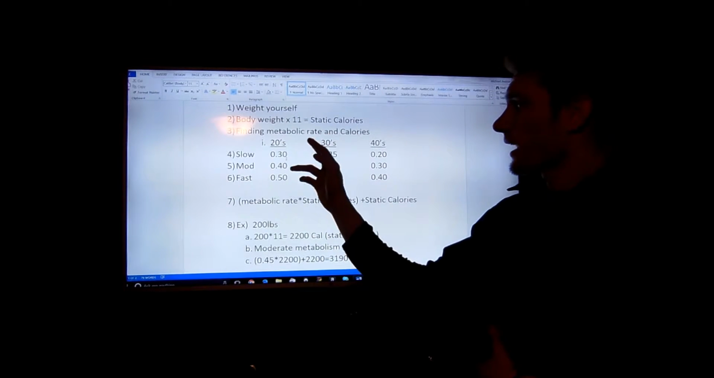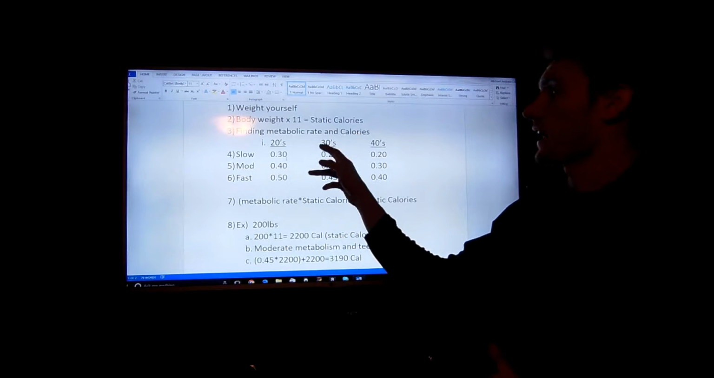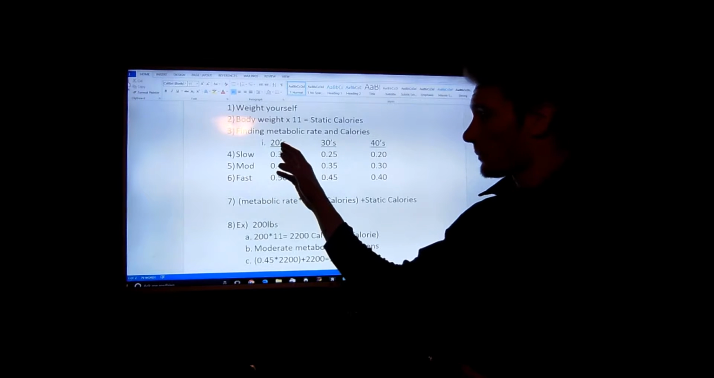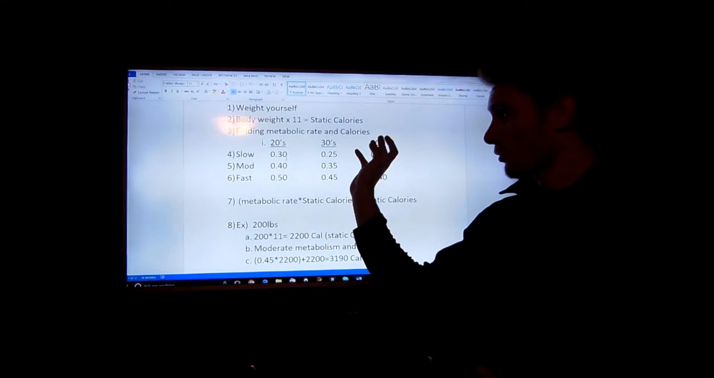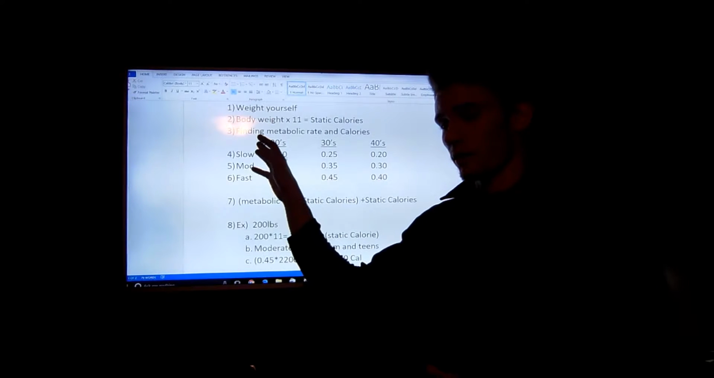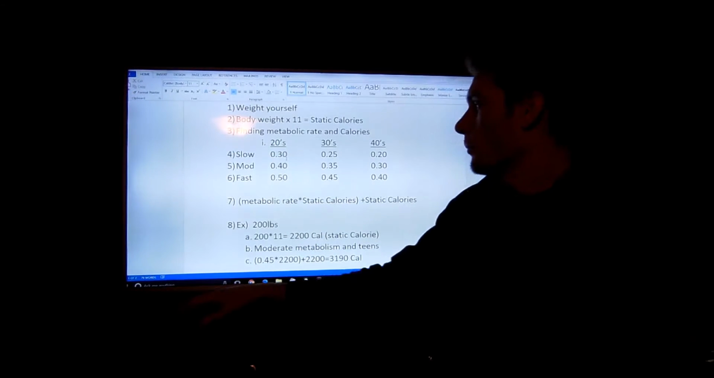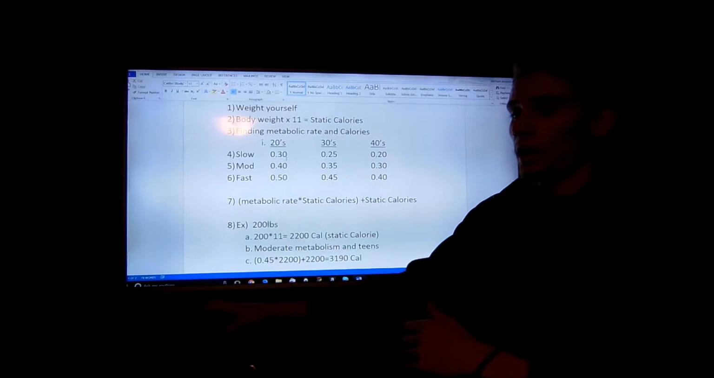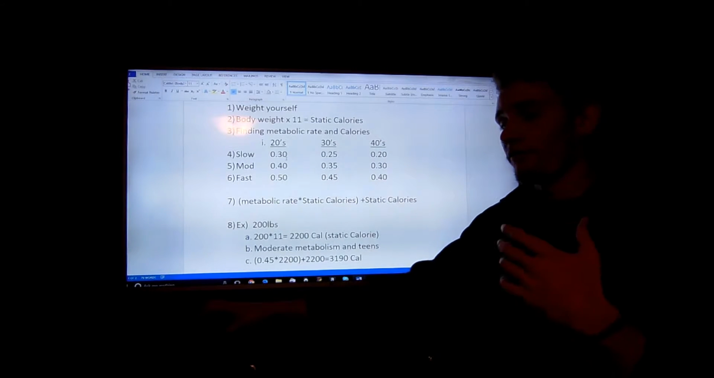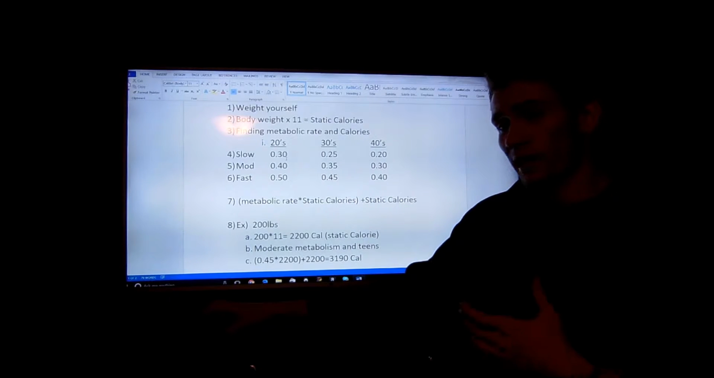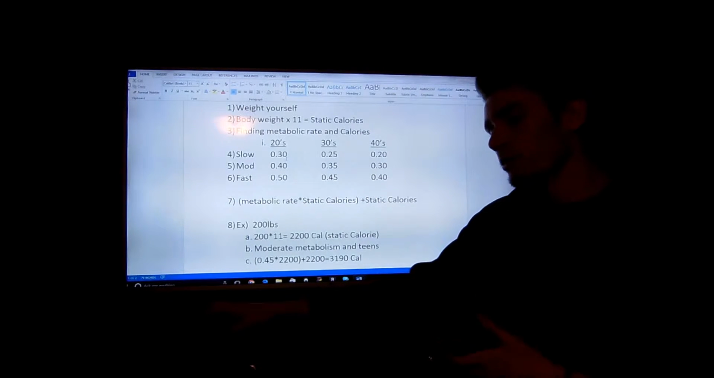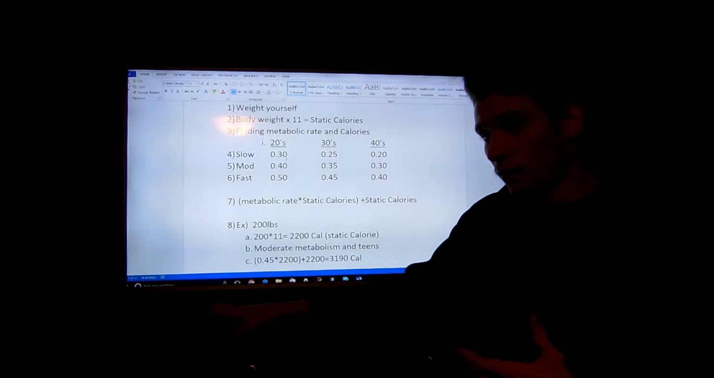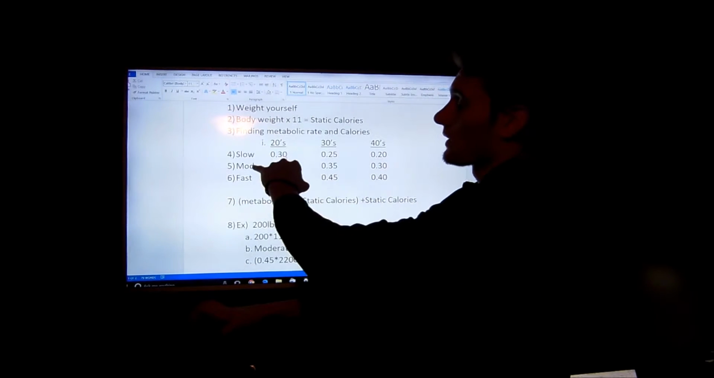After you find your static calories, you need to find your metabolic rate in calories. To do that, I have it set up as your 20s, your 30s, and your 40s. I don't have a teens category, which I just forgot to put in. But basically, if you're a slow metabolism, you're someone who, whatever you eat, you put on weight. You don't eat a lot of food, you still put on weight. No matter what you eat, you put on weight after that meal. Then you're probably a slow metabolism.